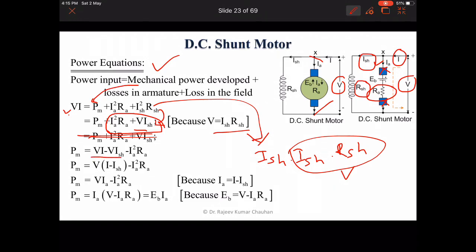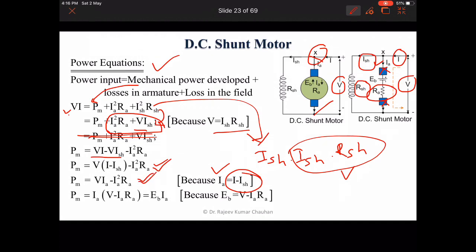From here we can take the common V. So if we take the common V, we will get I minus ISH minus IA square RA. Okay. From the circuit we know I is the entering current at node X, while IA and ISH are the outgoing currents. So we can say that IA is equal to I minus ISH. If we substitute the value of I minus ISH in this equation, we will get PM is equal to VIA minus IA square RA.